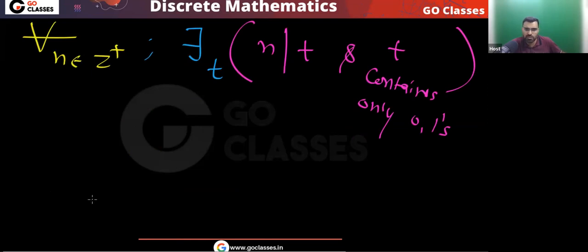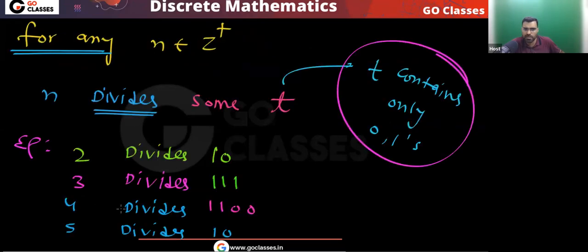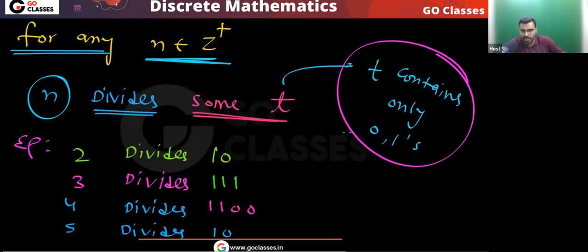Did you understand this point? Let me know. So very simple point, that whatever number you take, it will divide some number which contains only 1s and 0s. Any number you take, every number. So whatever positive integer n you take, it will divide some t where t contains only 0s and 1s.